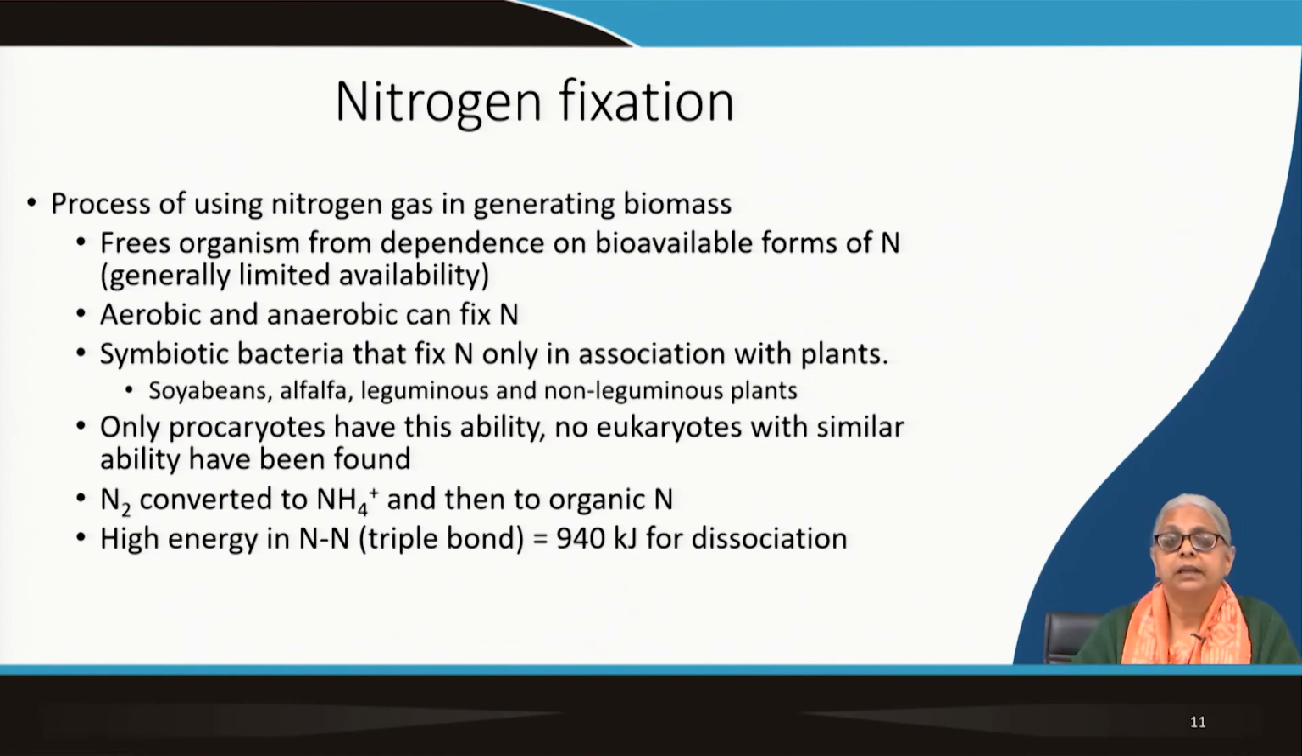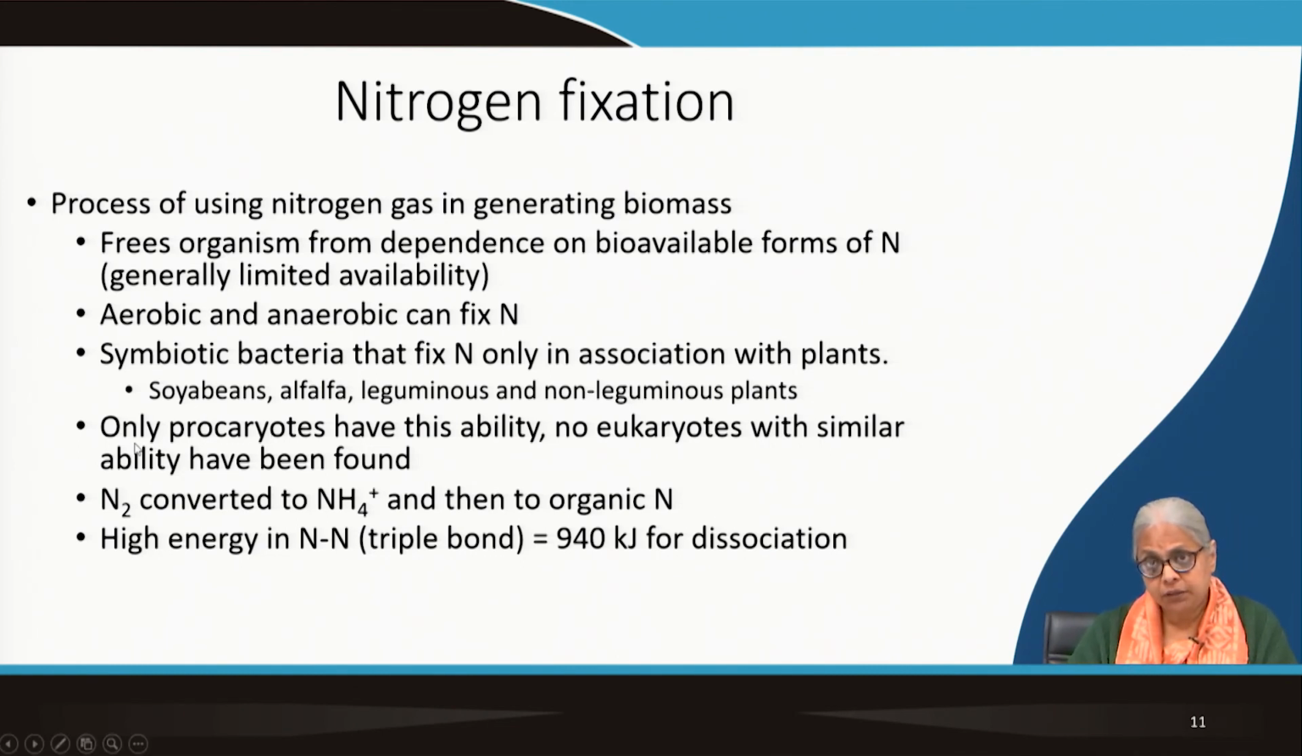And if you remember what I said about limiting nutrient, often the limiting nutrient for the growth or primary productivity of any ecosystem is either nitrogen or phosphorus. These are the two most common limiting nutrients in the environment. And you can have aerobic as well as anaerobic bacteria that are capable of fixing nitrogen. You can also have symbiotic bacteria that fix nitrogen only when they are associated with certain plants. So, soybeans, alfalfa, leguminous as well as non-leguminous plants are known to have symbiotic relationships with nitrogen fixing bacteria.